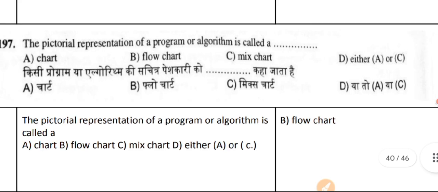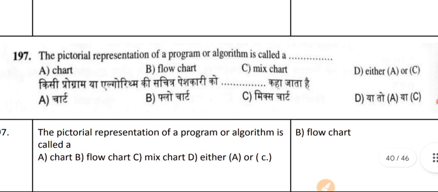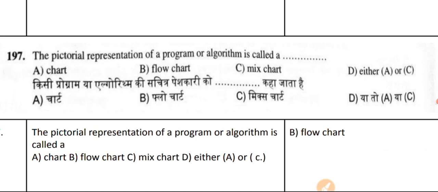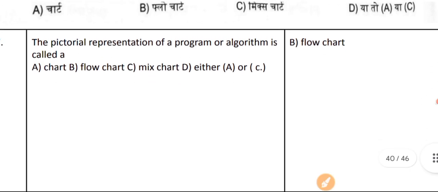Okay. The pictorial representation of a program or algorithm is called a flow chart. That is the flow chart. Pictorial representation is always through the flow chart.